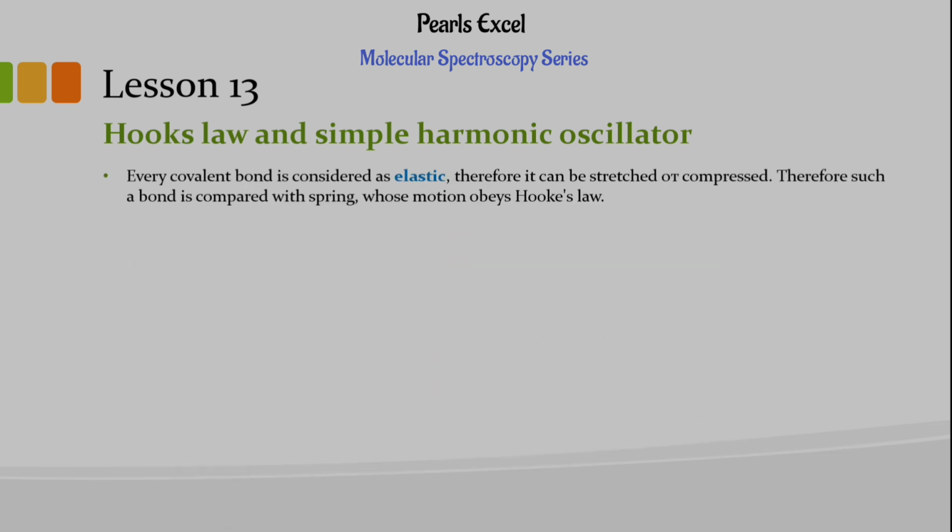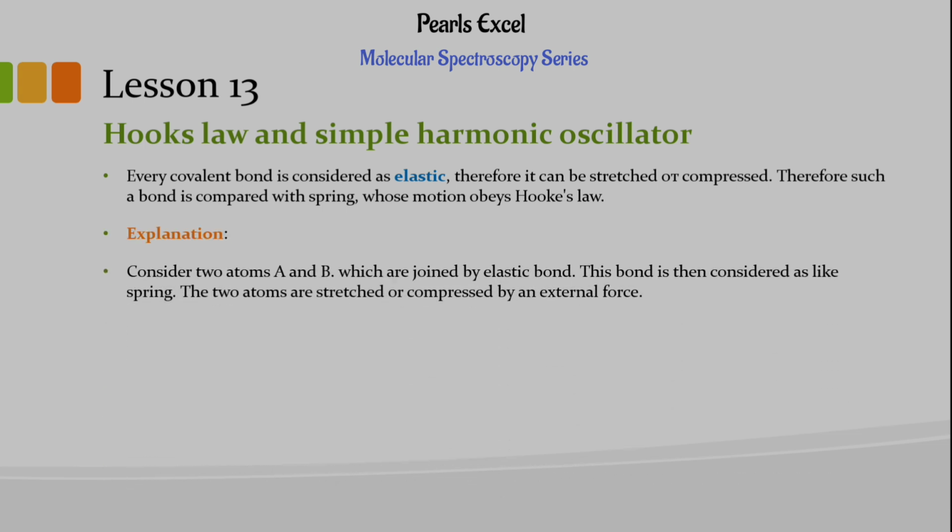Every covalent bond is considered elastic, therefore it can be stretched or compressed. Such a bond is compared with a spring, whose motion obeys Hooke's law. Explanation: consider two atoms A and B, which are joined by an elastic bond. This bond is then considered like a spring. The two atoms are stretched or compressed by an external force.